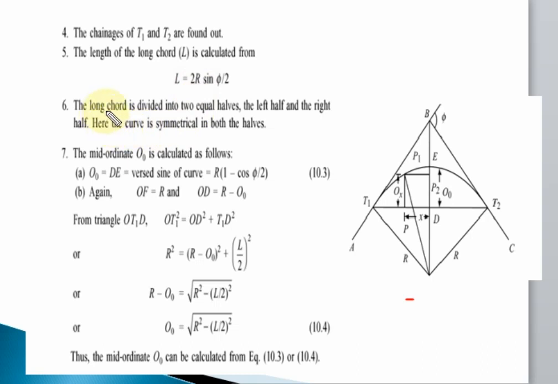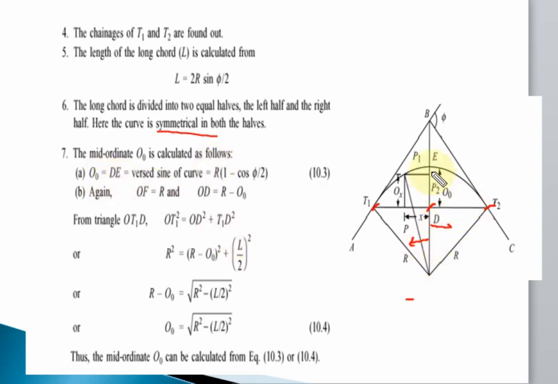The long chord is divided into two halves. This total length is L, divided into the left half and the right half. Here the curve is symmetrical about both halves. The mid ordinate, from E to D, that is O0, is calculated as follows.